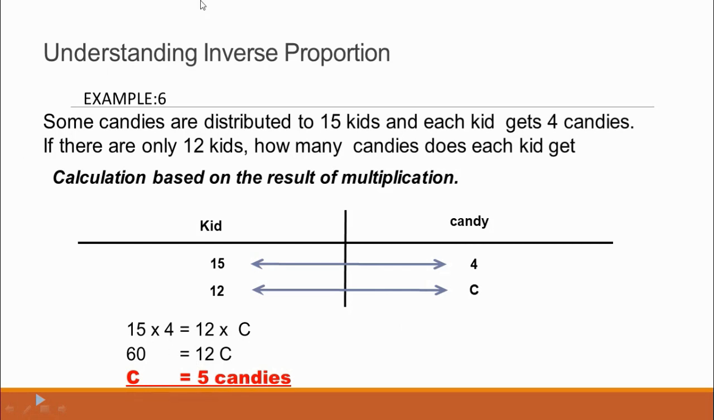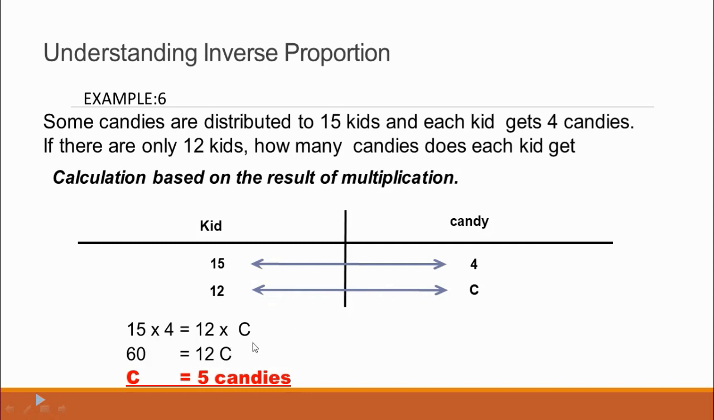So for direct proportion, dear students, note that we multiply the cross quantities, multiply these two quantities and multiply these two quantities. But for inverse proportion, we multiply the horizontal quantities, the row quantities. Multiply the quantities of the first row and multiply the quantities of the second row, and then find the unknown quantity.